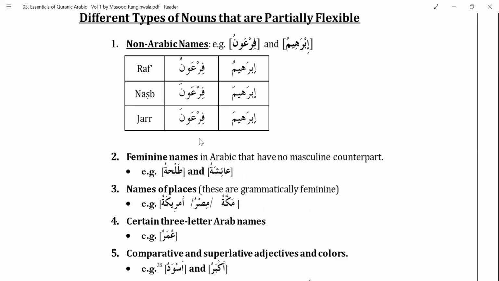Here there is a list given. If a name is Arabic, it's fully flexible. But which are non-Arabic, they are partially flexible. Like Fir'aunu, you will say Fir'aunu in Rafa, Fir'auna in Nasb, but in Jar you will not put Kasra, you will say Fir'auna, again Fatha. Same thing with Ibrahim, Ibrahimu, Ibrahima in Nasb, and Jar also Ibrahima. You will not put Kasra.